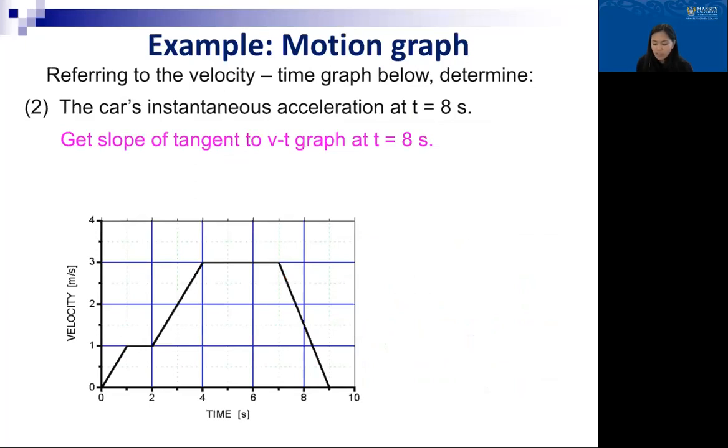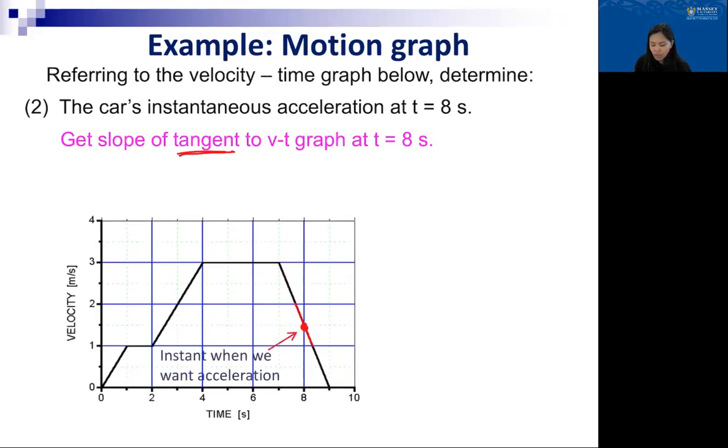Right, the car's instantaneous acceleration at 8 seconds. So at 8 seconds, it's here. So it's this point here. We want to find what's the acceleration of the car at that particular instant of time, 8 seconds. So for instantaneous, we need to get the tangent of the graph at that point, 8 seconds. But we've been discussing this earlier. Your graph is a straight line graph. Therefore, if you draw the tangent at that point, the tangent actually overlaps with the straight line graph.